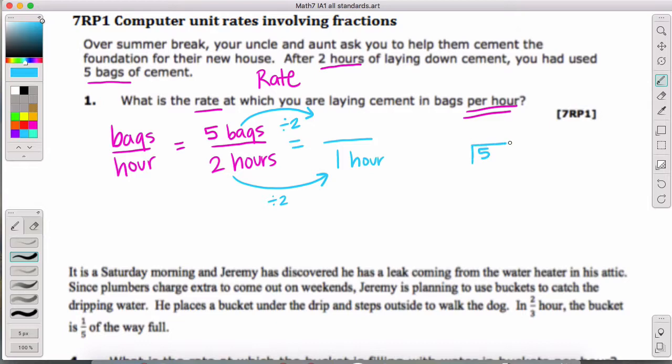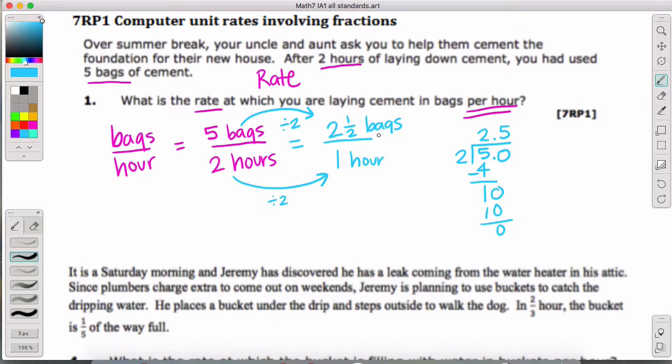5 divided by 2. 2 goes into 5 twice. 2 times 2 is 4. 5 minus 4, there's 1 left. So we can add a decimal, and we'll add a 0. So now 2 goes into 10 5 times. 2 times 5 is 10. And we have remainder 0. So 5 divided by 2 is 2.5, or 2 1/2. I'll put 2.5 bags in 1 hour. That was the unit rate.